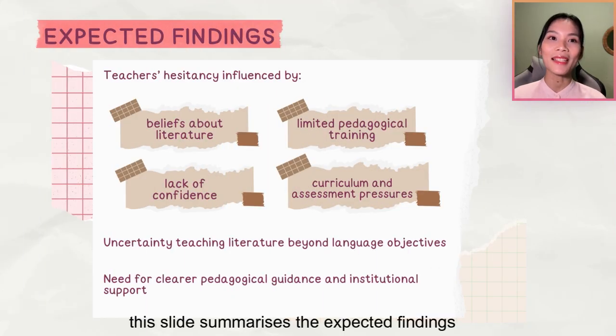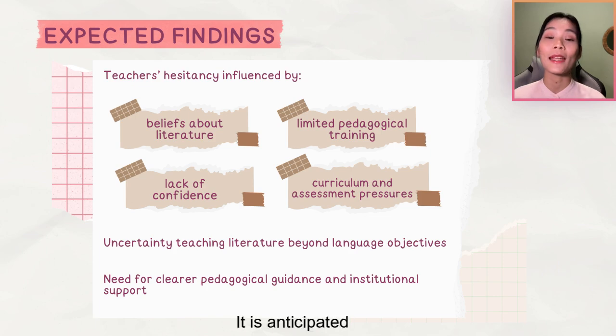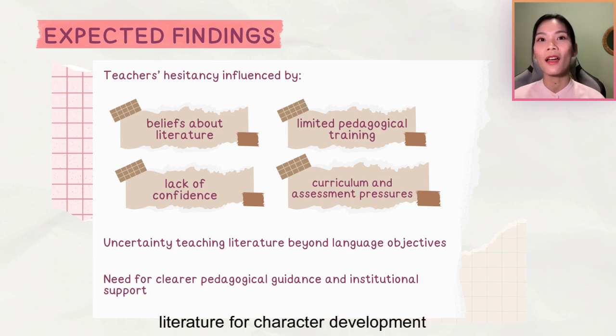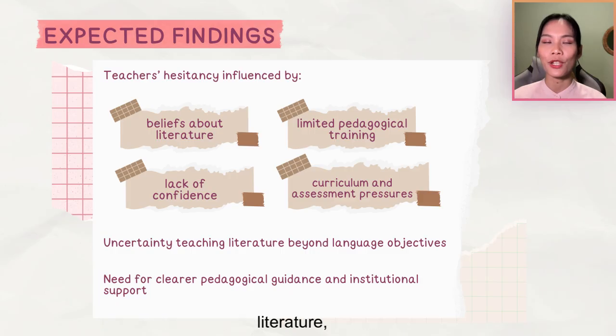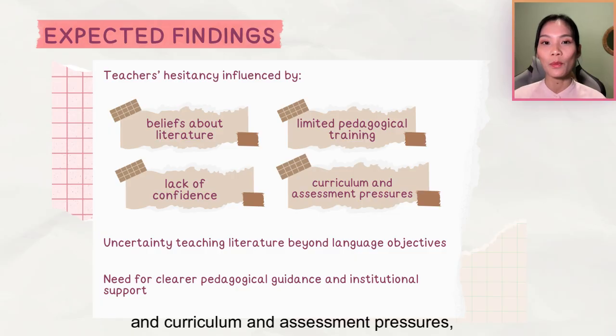Finally, this slide summarizes the expected findings of my study. It is anticipated that teachers' hesitancy in teaching literature for character development is influenced by several interconnected factors. These include teachers' beliefs about literature, limited pedagogical training, lack of confidence, and curriculum and assessment pressures.